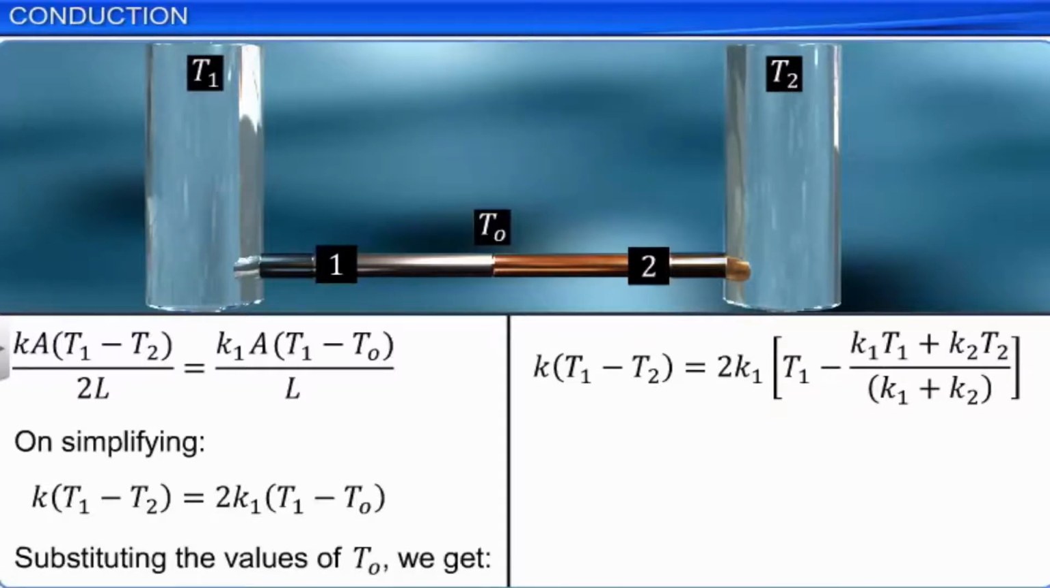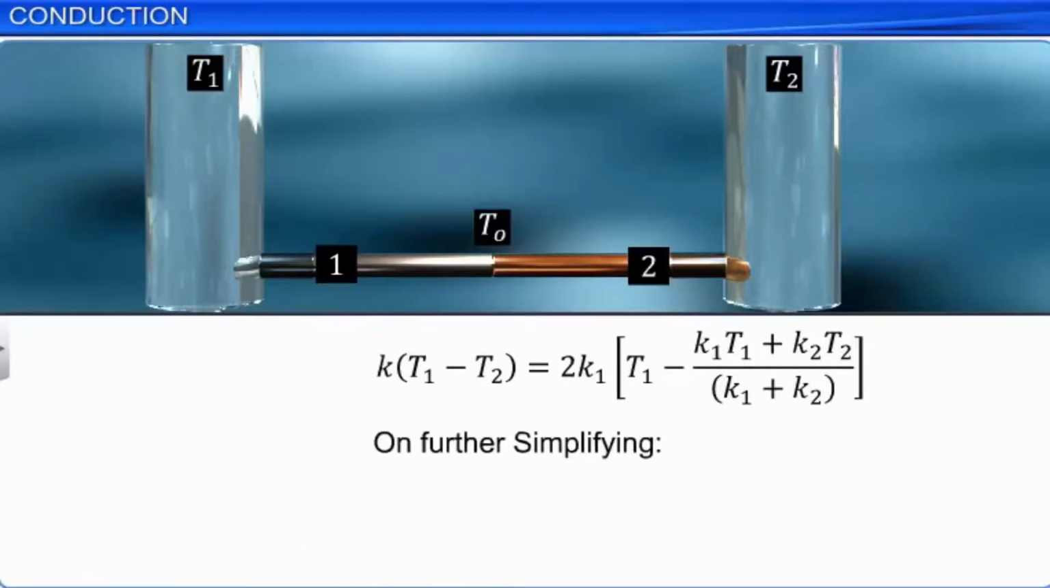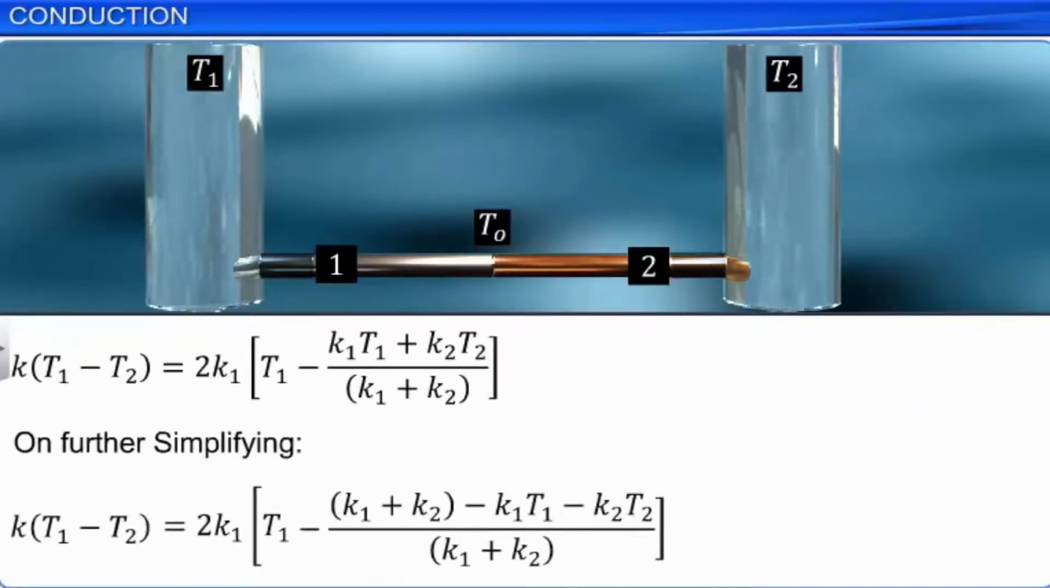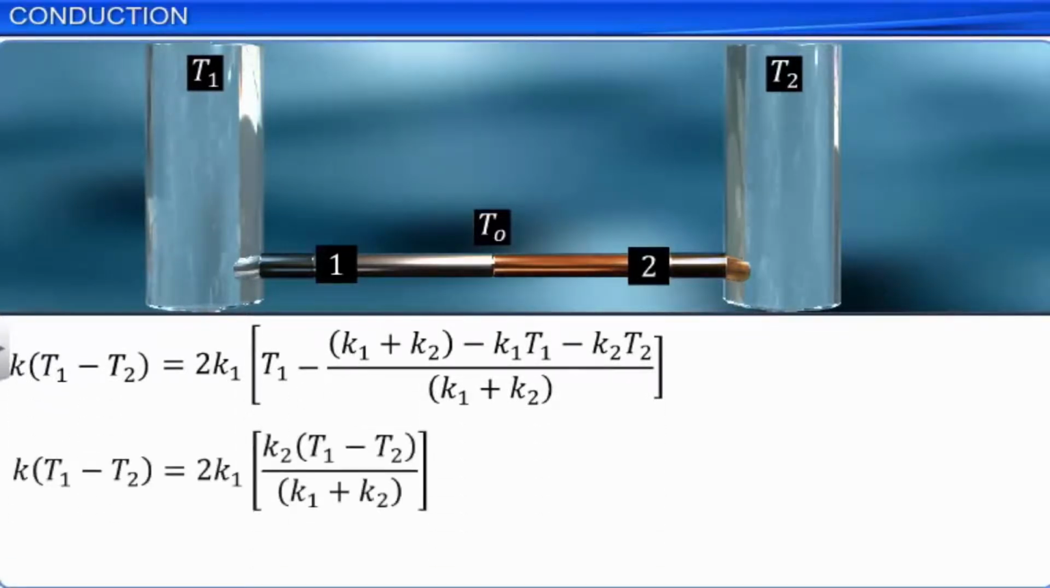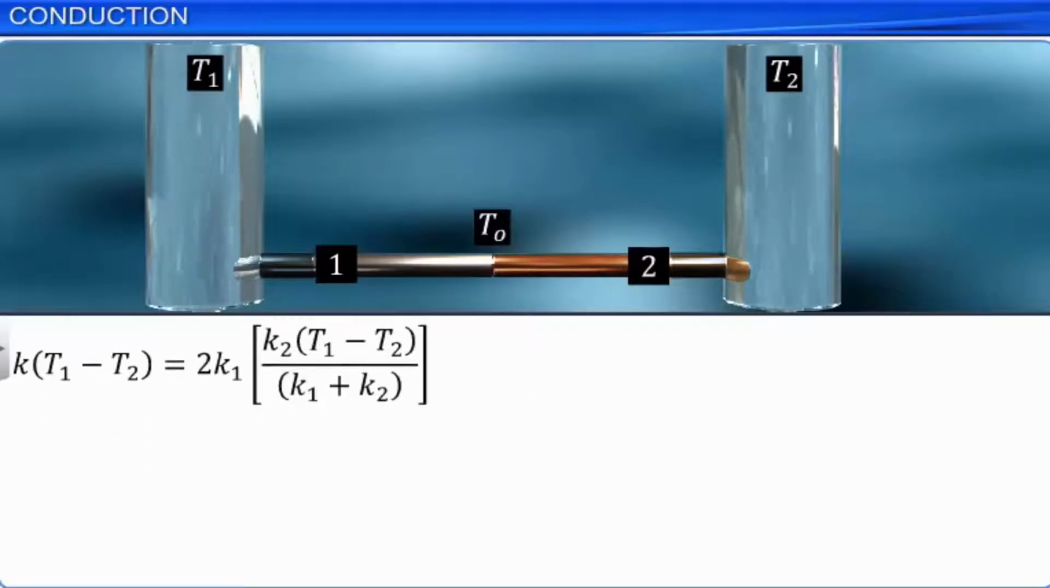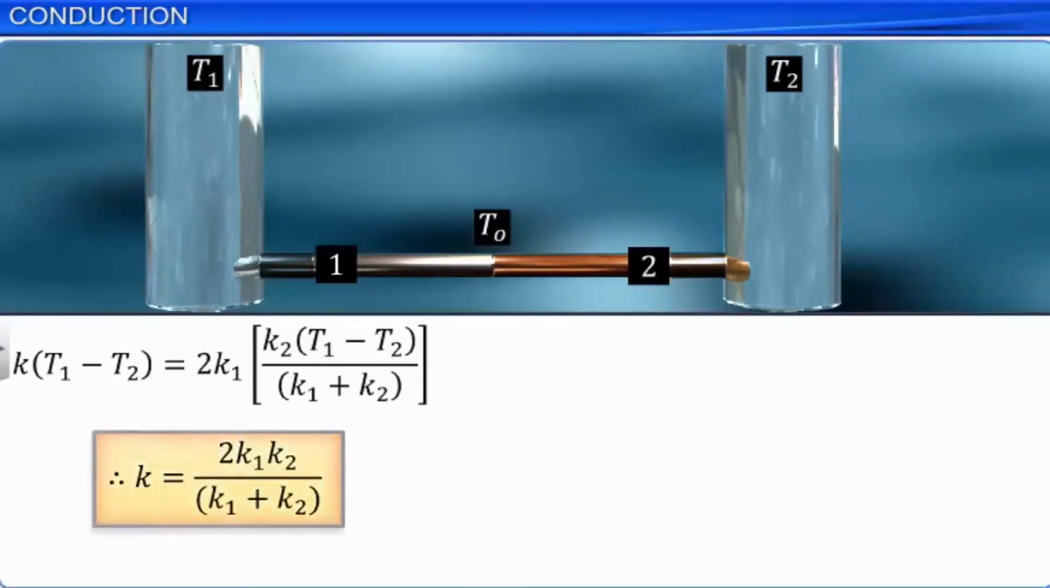On further simplifying, we get K(T1 minus T2) is equal to 2K1K2(T1 minus T2)/(K1 plus K2). Therefore, K is equal to 2K1K2/(K1 plus K2). This is the expression for equivalent conductivity when two conductors are connected in series.